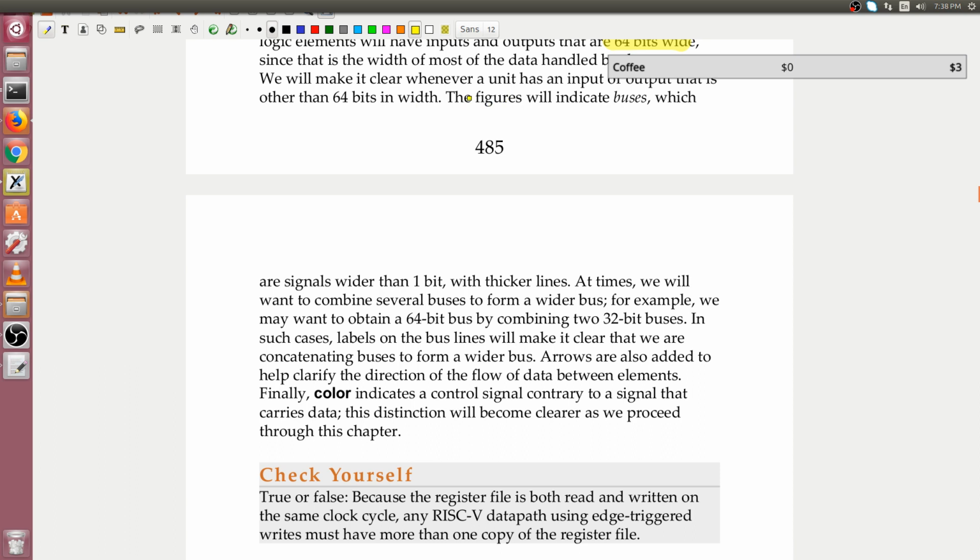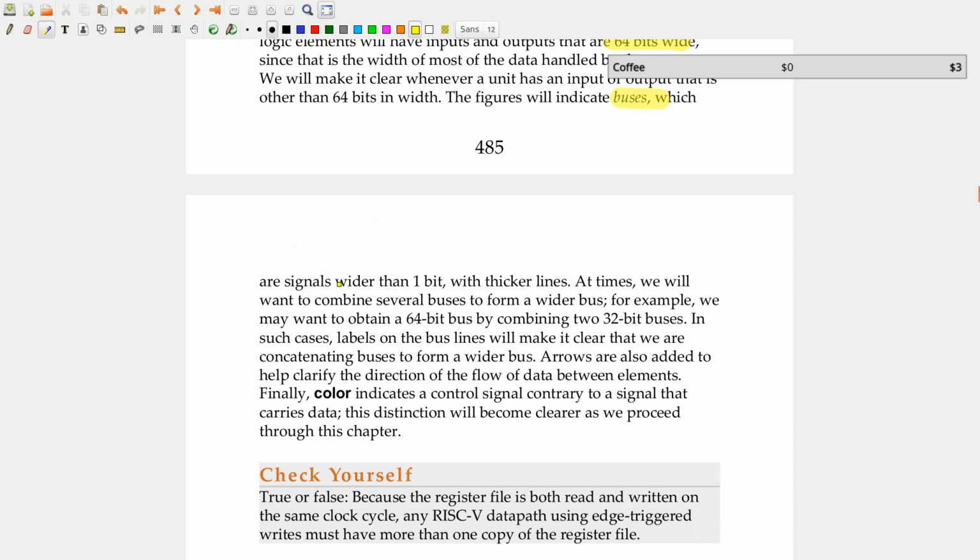Okay, so we will make it clear whether a unit has an input or output that is other than 64 bits wide. The figures will indicate buses, which are signals wider than 1 bit. So whenever we're talking about something wider than 1 bit, we're going to call it a bus.